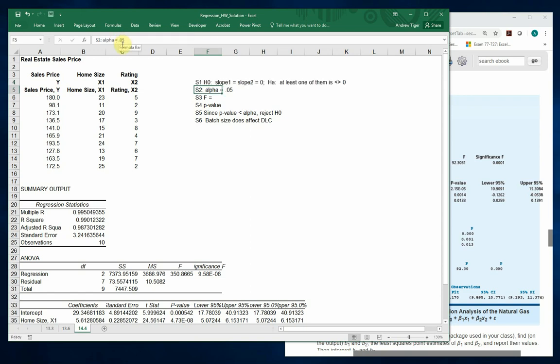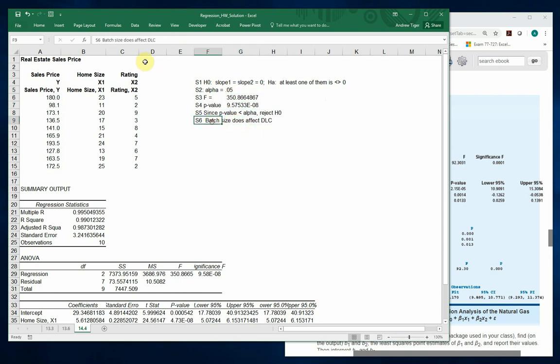So what this ANOVA tells you is that all we do is just try to prove that one of them is not equal to 0. We set alpha and we get our F. So there's our F stat. We get our p-value. We can reject the null hypothesis because that's a very small number. It's much smaller than this.